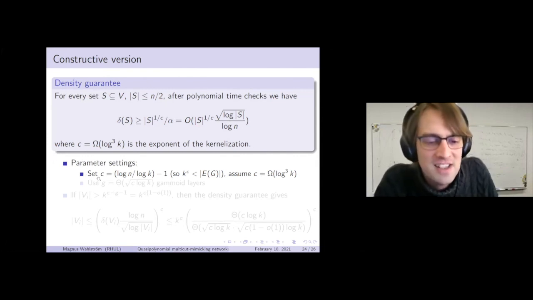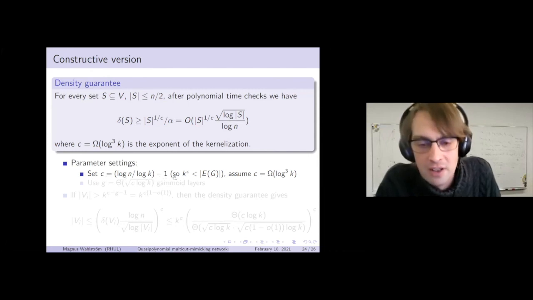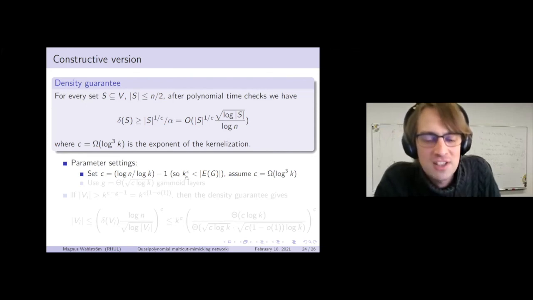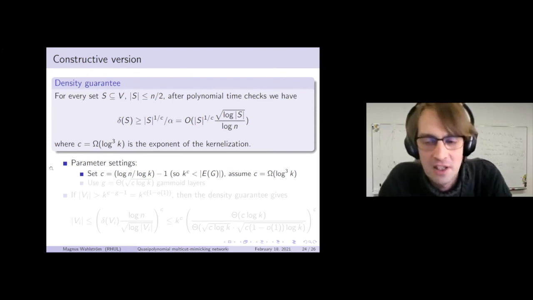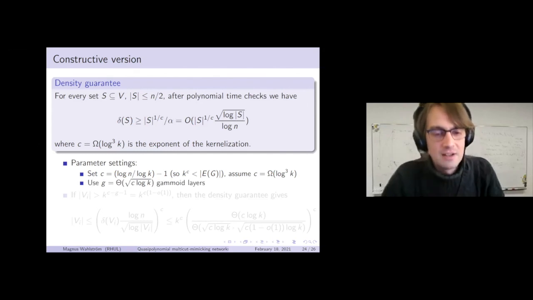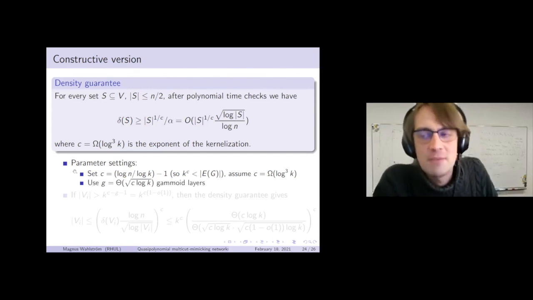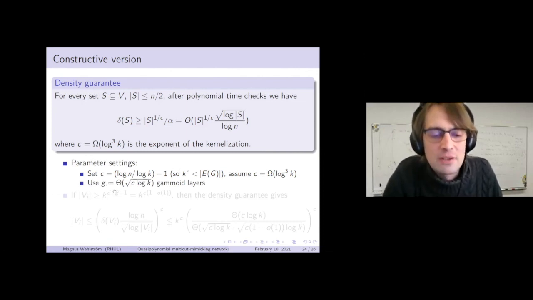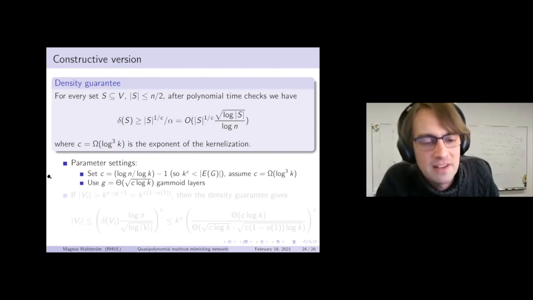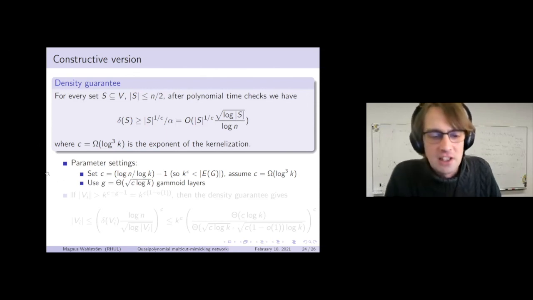So I'm going to set C equal to log n divided by log k minus 1, rounded down. The only guarantee for this is that k to the power of C is less than the whole graph. And we assume that this is at least log cubed. So k to the C, the number of marked edges, is just slightly smaller than the whole graph. Then we set the number of gamma layers to something like square root of C log k.